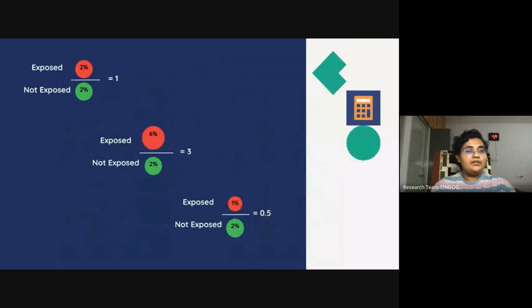So how do we interpret this relative risk? If the relative risk is 1, that means that the exposure factor doesn't have any bearing on the disease. It doesn't increase the risk of the disease and it doesn't decrease the risk of the disease. If the relative risk is more than 1, that means that the factor is a risk factor. It increases the risk of having the disease compared to if you don't have the exposure. If the relative risk is less than 1, that means that it is a protective factor, that if you get exposed to this particular factor, you are less likely to have the disease. So that is about relative risk.